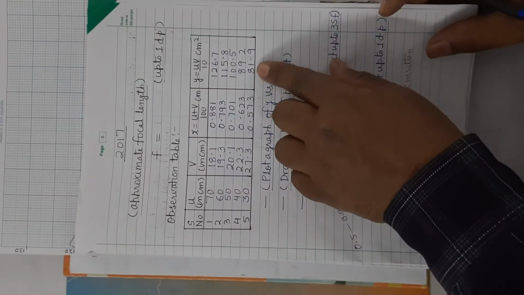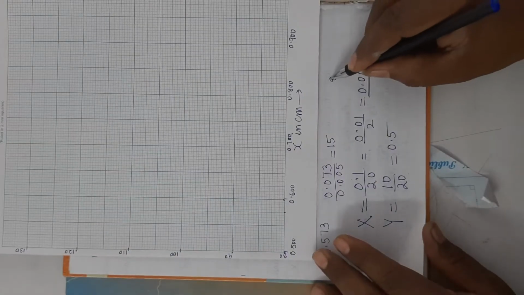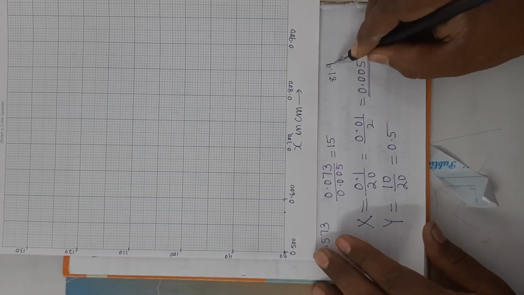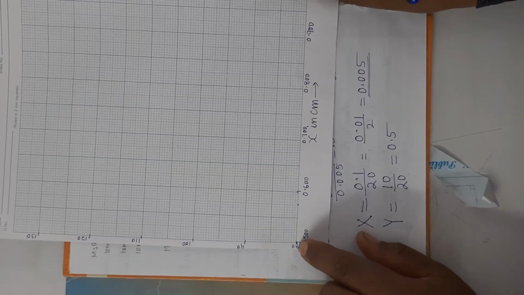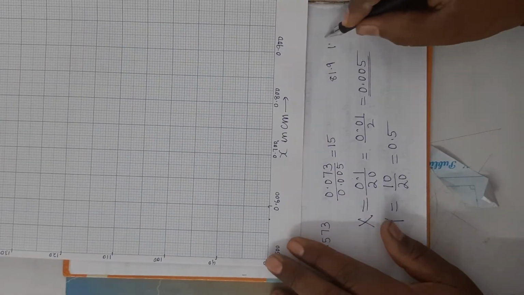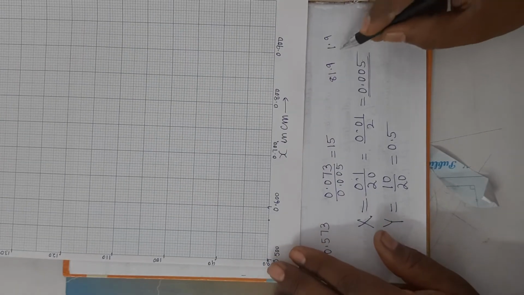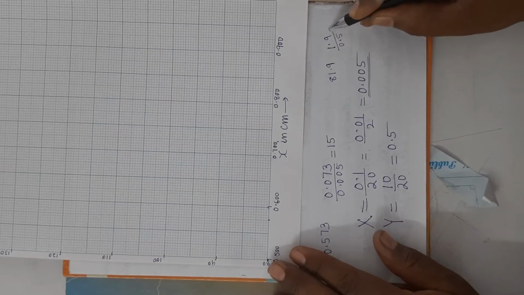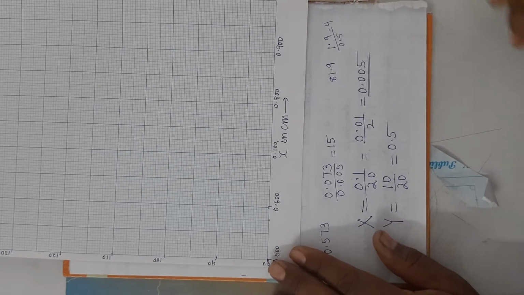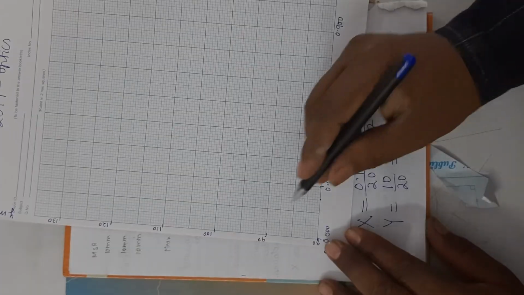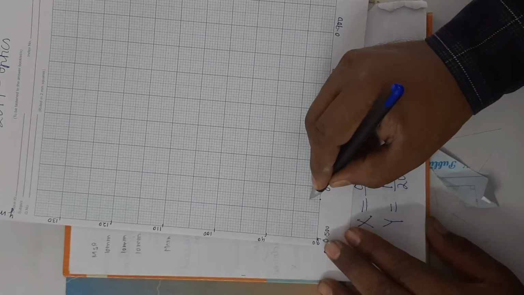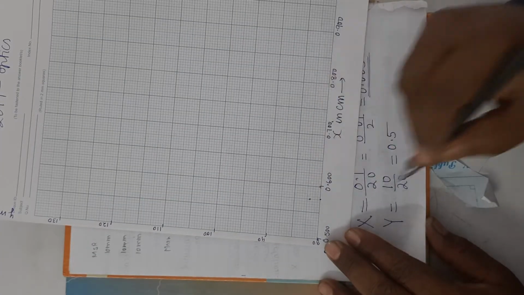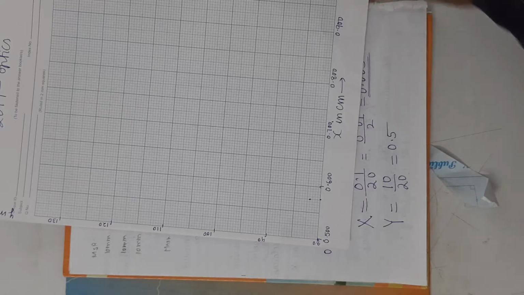Corresponding to this, y is what? 81.9. You can see 80 is up to here, how much is left? 1.9. And for 1.9 there will be how many divisions? About 4 divisions. Means 4 divisions here. This will be the point. It's clear?